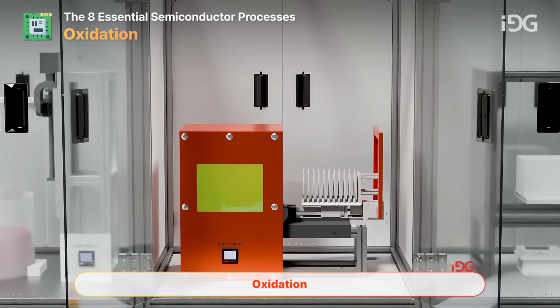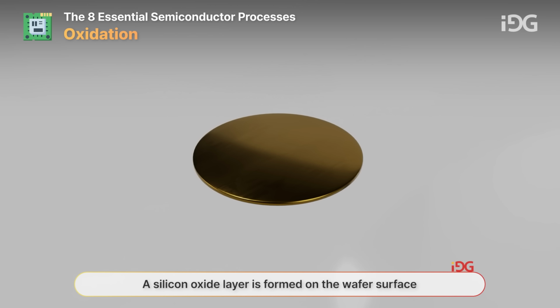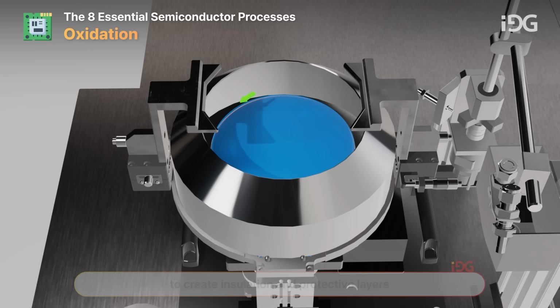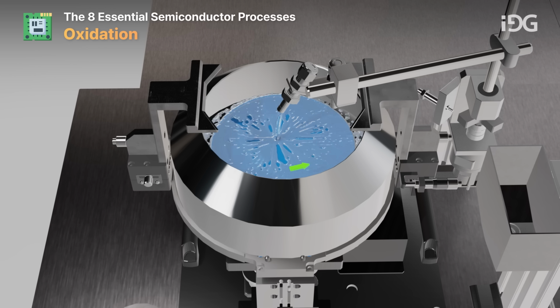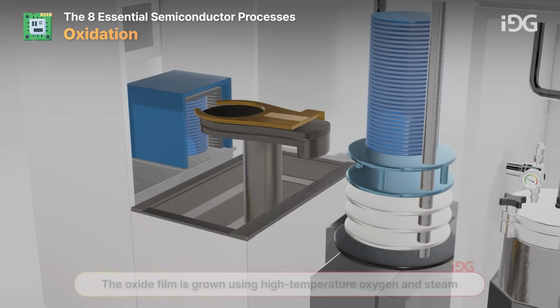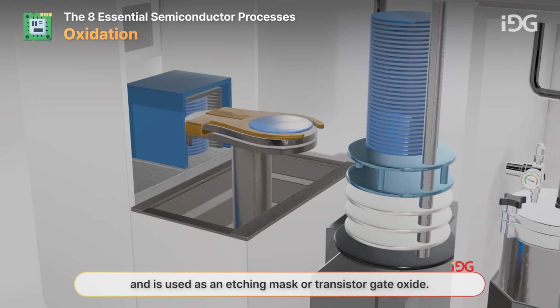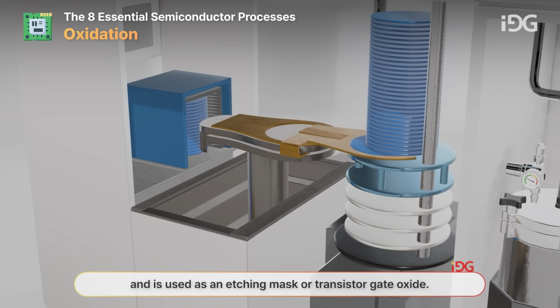Oxidation. A silicon oxide layer is formed on the wafer surface to create insulation and protective layers. The oxide film is grown using high-temperature oxygen and steam and is used as an etching mask or transistor gate oxide.